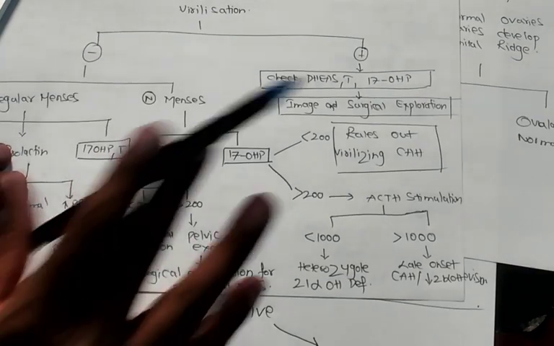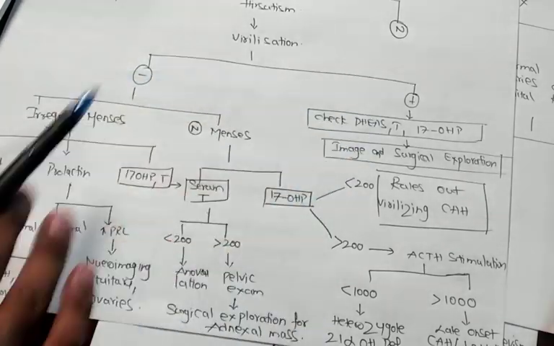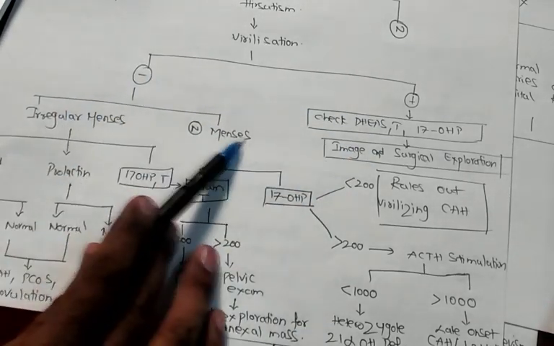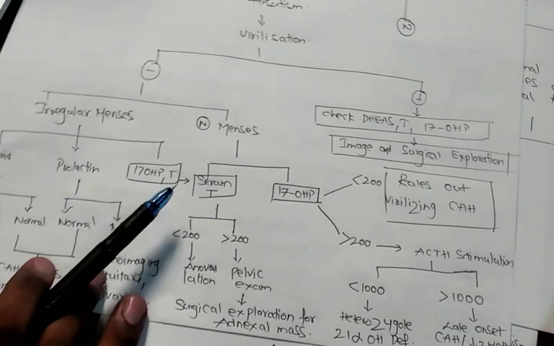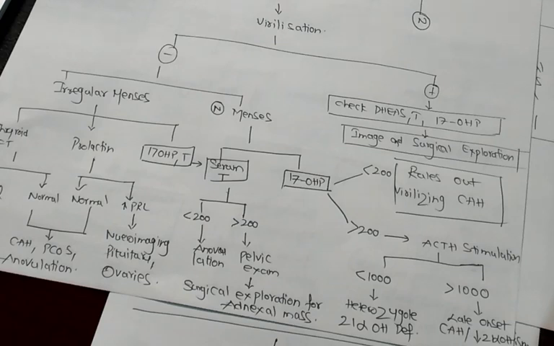So your main observations are virilization, and there are no menses in the history. Your main investigations and the diagnoses are abnormal thyroid function, prolactinoma, congenital adrenal hyperplasia, PCOS, anovulation, etc.